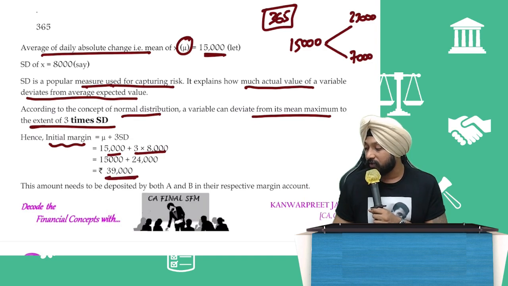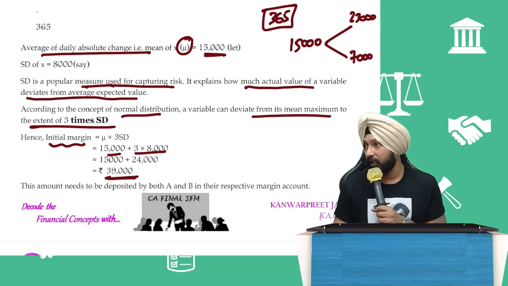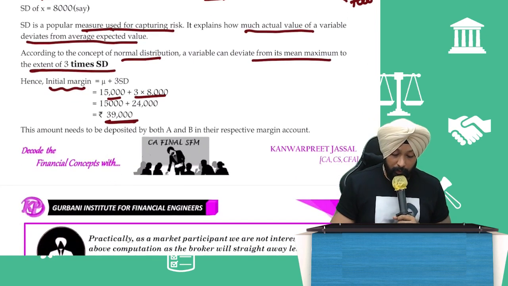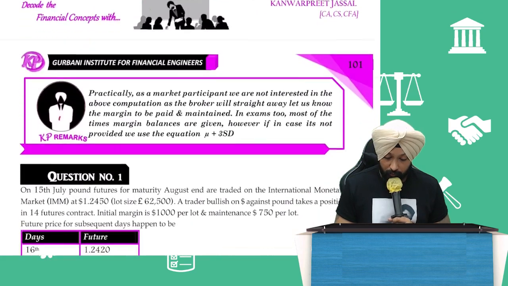Who has to give this? Both A and B have to deposit with the clearinghouse. Understood? The amount needs to be deposited by both A and B in their respective margin accounts.